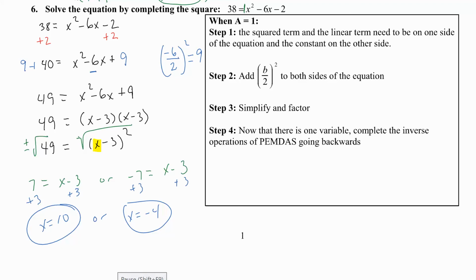Okay, so again, that process of completing the square, the reason why we do it, it changed that x squared and x to the first, and we got it down to a single variable so that we can use PEMDAS backwards.